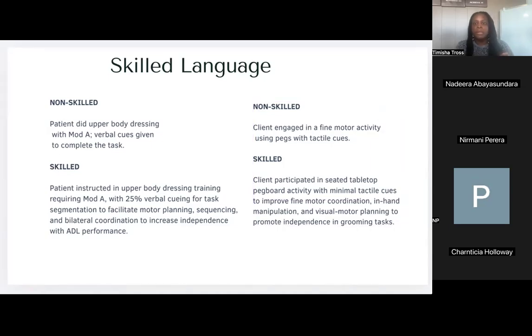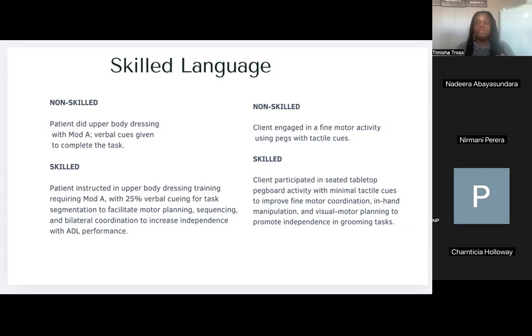Okay, awesome. So the next example that I have here that's considered non-skilled is, let's say you said, "Patient engaged in fine motor activity with pegs with tactile cues." Do you see how that's very vague? Even though it tells me that you're working on a fine motor activity and you're using pegs, it does not give me much information, especially as me coming in after you. Remember I mentioned that continuum of care. It doesn't tell me a lot.